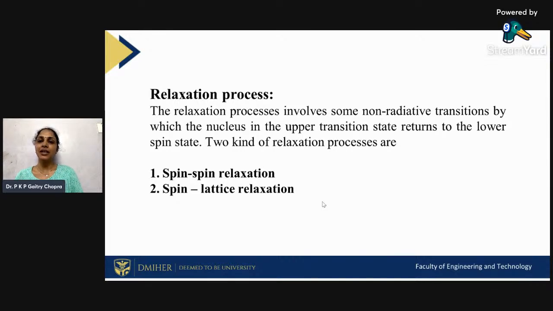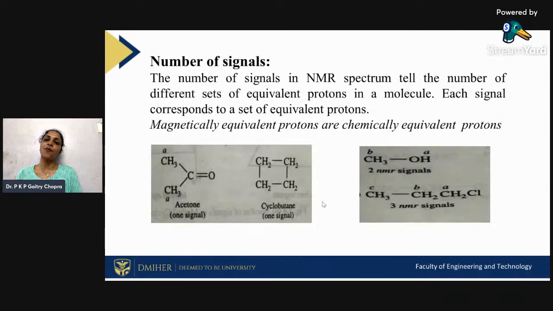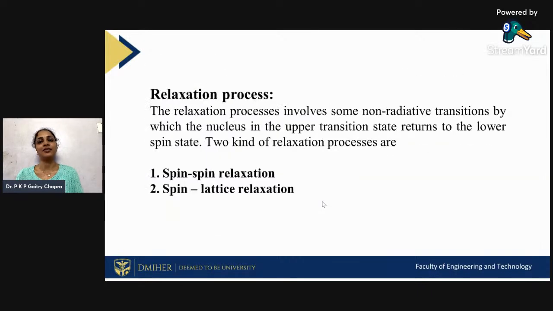Now, what happens in spin-spin relaxation? The nucleus which is in the higher energy state gives its energy to the adjacent nucleus present near to it, so that there is no radiative transition and energy from one nucleus is transferred to the second nucleus without any radiation being transmitted. This is spin-spin relaxation. The nucleus which has given its energy to the adjacent nucleus comes down to the lower energy state.